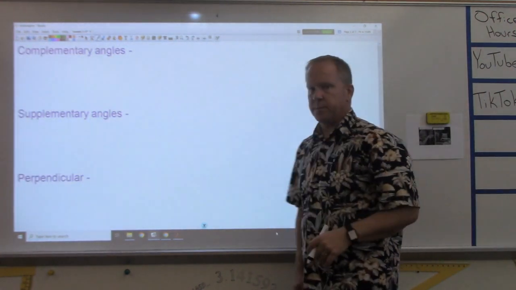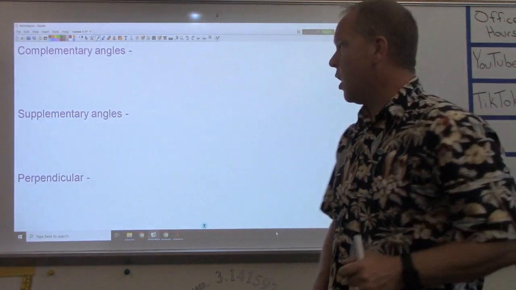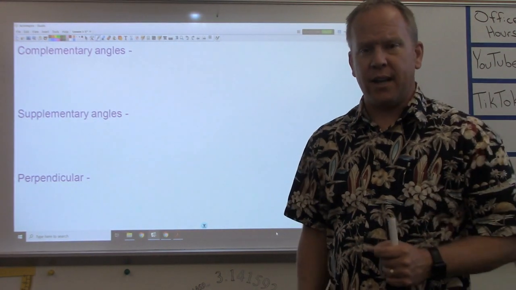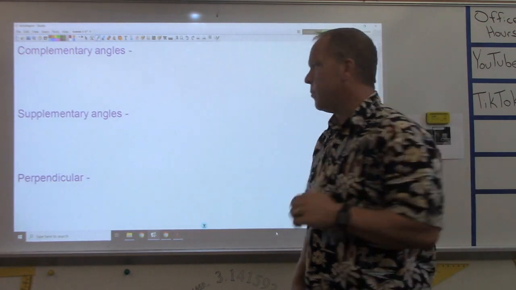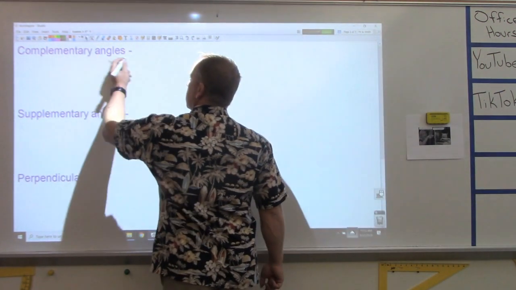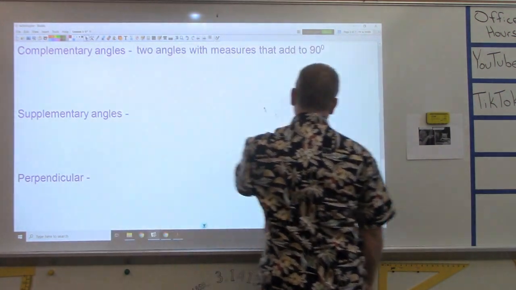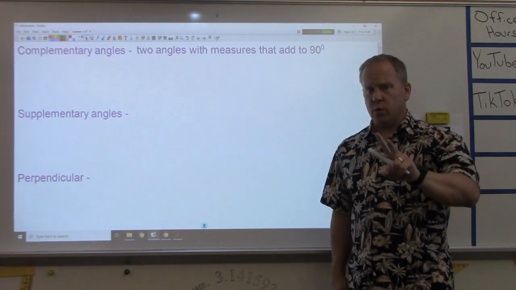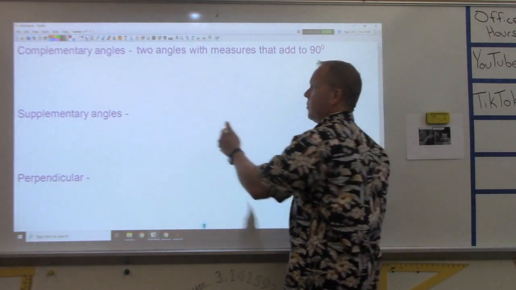More relationships. Complementary angles. No, complementary angles are not angles that walk into the room and say, hey, you look very nice today. I like your outfit. Wrong kind of compliment. In geometry class, complementary angles are two angles that add to 90 degrees. Now it's just two. Complementary angles are just like the other ones. They have to come in a pair.